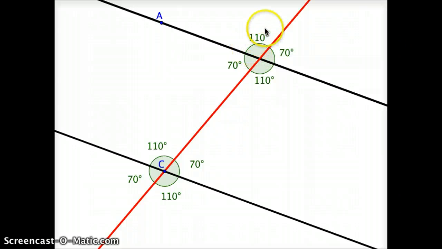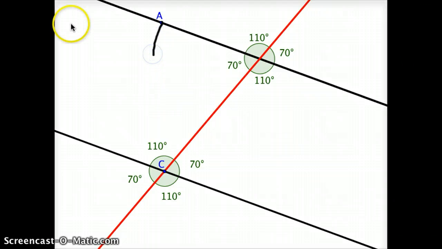We've got corresponding angles between this 110 and the one down below here. We've got alternate interior angles that are congruent, the 110 here and the 110 here. We've got alternate exterior angles that are congruent, like this 70 up here and the 70 down here. We've got the same side interior angles that are supplementary, like this 70 here and the 110 here. And we have same side exterior angles that are supplementary as well, like this 70 here and the 110 down here. And those relationships always exist if two parallel lines are cut by a transversal.